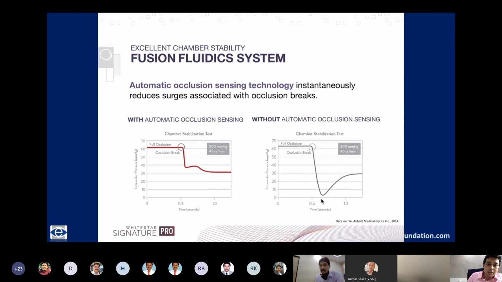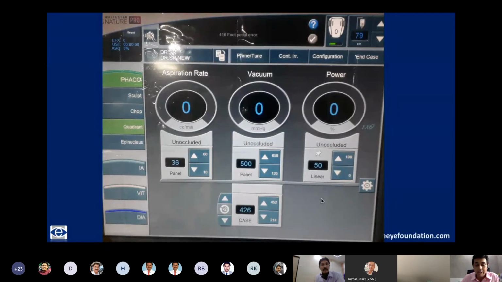And for this surge prevention, you have the automatic occlusion sensing technology, which is essentially like I'm showing in my settings here. In your unoccluded, you can have 500, 550 going up to 650. But after about 20 milliseconds of the maximum peak occlusion being achieved, it drops to a preset level of 426. So this is essentially allowing you to get a good hold. And once a good hold is achieved after 20 milliseconds, it drops to a middle level of a safer preset level of about 420, as in this case, as you can see.